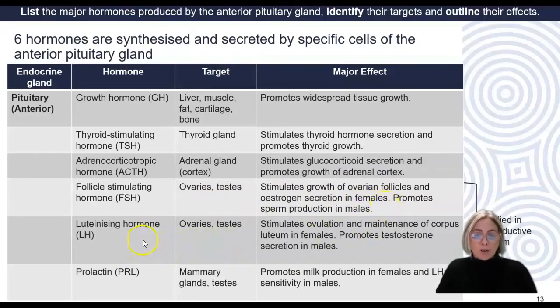We also have luteinizing hormone, and its target is also the ovaries and the testes, where it stimulates ovulation and maintenance of the corpus luteum in females and promotes testosterone secretion in males. Now, if you're not sure what I'm talking about here, I'm purposely skimming over these reproductive hormones because, again, we'll talk about them much later on in the subject. And prolactin, then, its targets are the mammary glands and also the testes. And it will promote milk production in females and luteinizing hormone sensitivity in males.